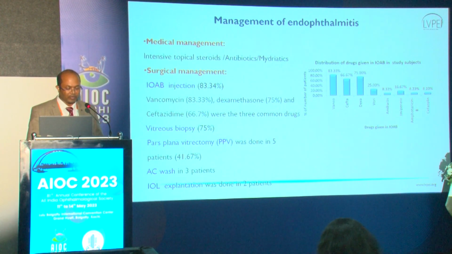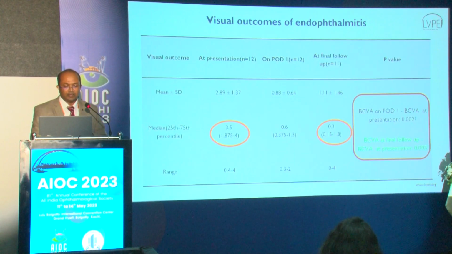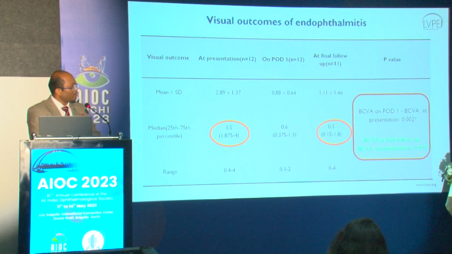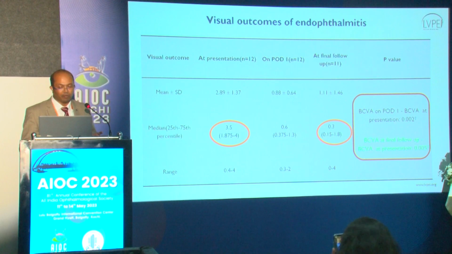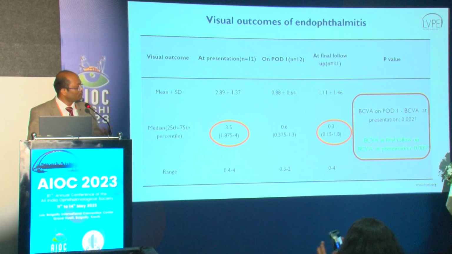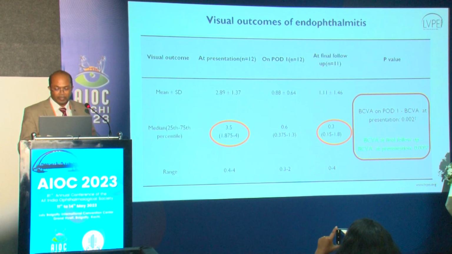And as and when required, PPV. If you look at the outcomes, there is an amazing trend. Whether you see the median interquartile range or the mean with standard deviation, at presentation there was a gross loss of vision. However, they showed a very good outcome at final follow-up. So contrary to expectation, in children the outcomes are probably better when you treat them at the appropriate time, and that is statistically significant.